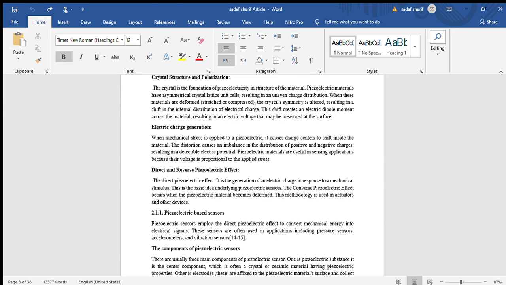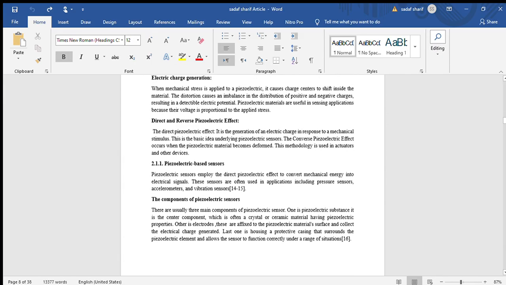Now we will see how electric charge is generated. When mechanical stress is applied to the piezoelectric material, it causes charge centers to shift inside the material, and this distortion causes an imbalance in the distribution of positive and negative charges, and that results in a detectable electric potential.